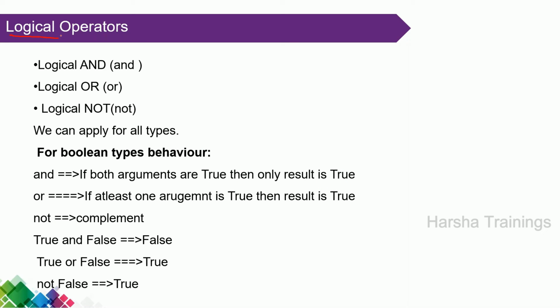Now, logical operators. Generally, these logical operators are applied between different expressions. We have three logical operators: logical AND, logical OR, logical NOT. The keywords are AND, OR, NOT. These are words. In the previous two kinds of operators we had symbols, but here we use words.